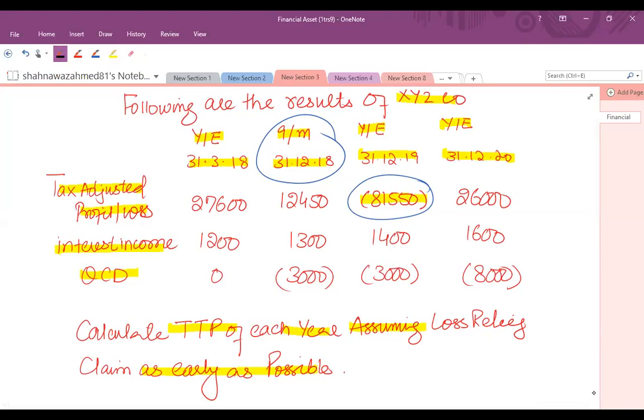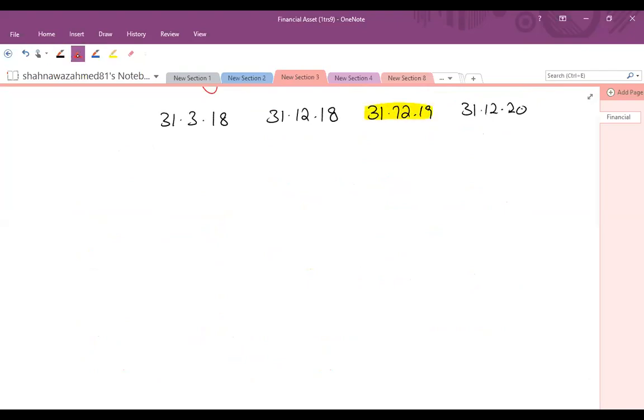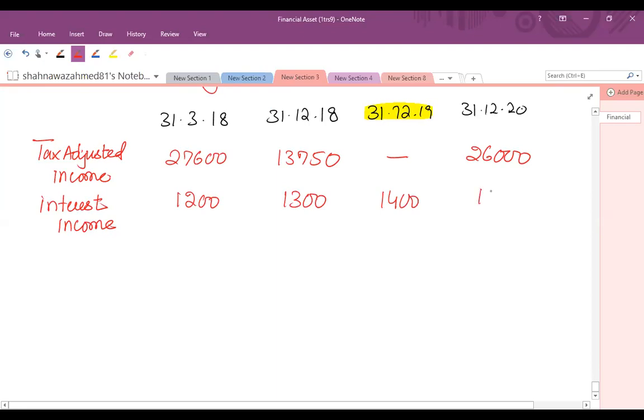Now let's prepare a pro forma again. So we have 31st March 18, then 31st December 18, then 31st December 19, and 31st December 20. And this is the year of loss. So we have tax adjusted income of the period, that is 27,600, then 13,750 for the year of loss, and then 26,000. Now add interest income. So interest income of 1,200, 1,300, 1,400, and 1,600.